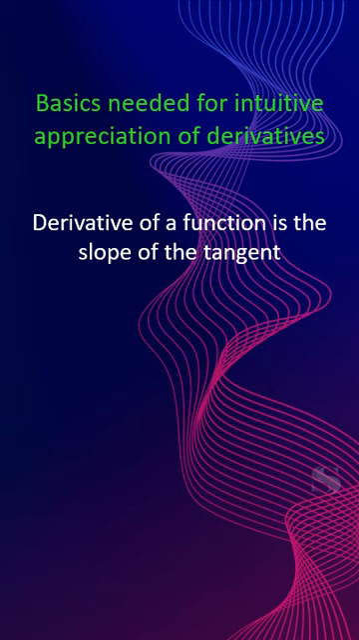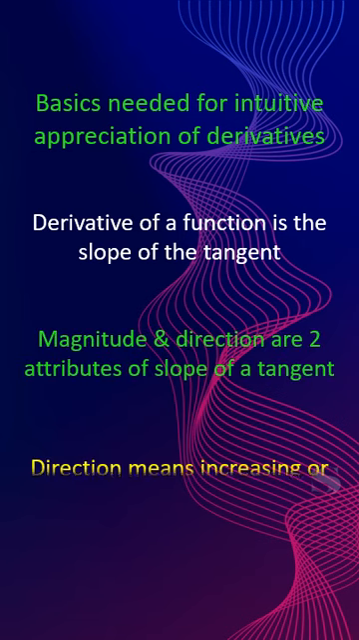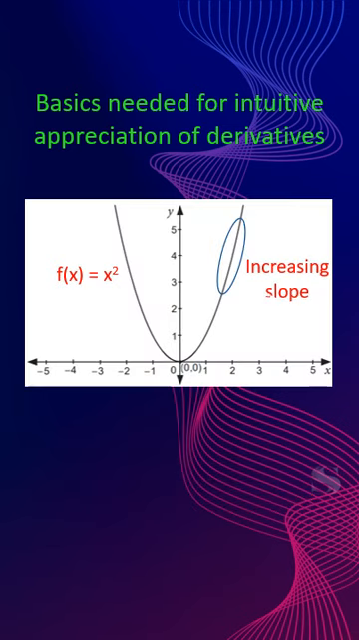Third, the slope of a tangent has two attributes, magnitude and direction. By direction, we mean increasing or decreasing functions. The picture shows that the magnitude of the slope of the line is increasing. For each change in the x-coordinate values, the y-coordinate value is increasing in greater amounts as compared to the increase in the values of x.